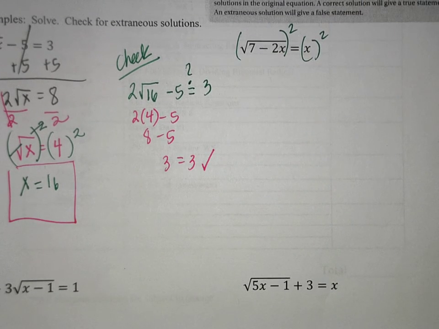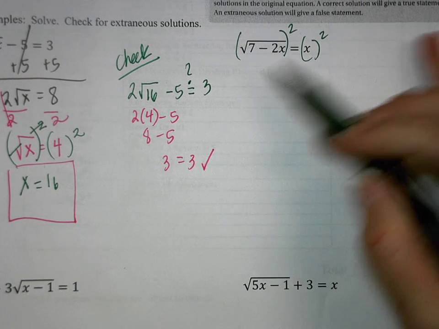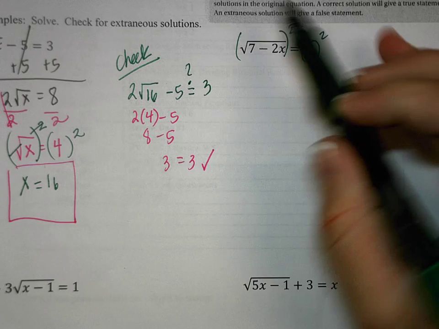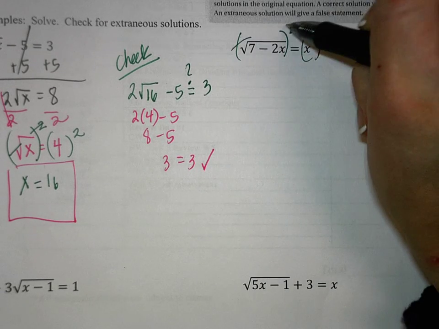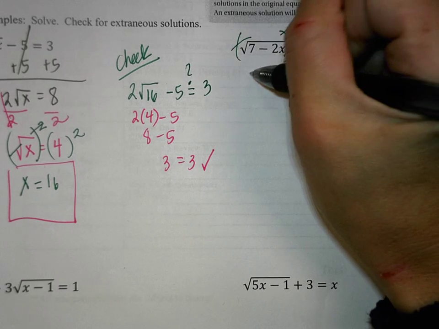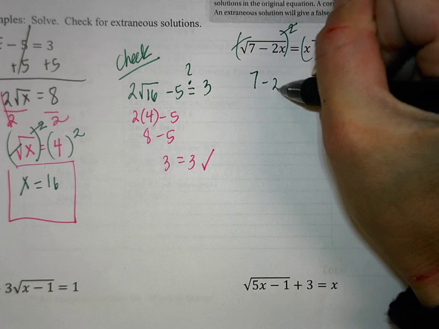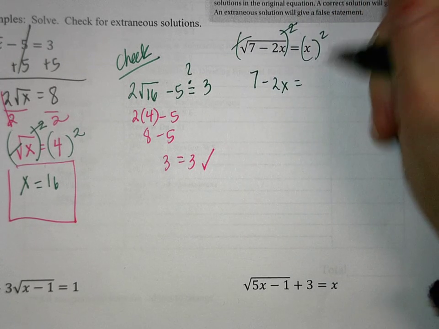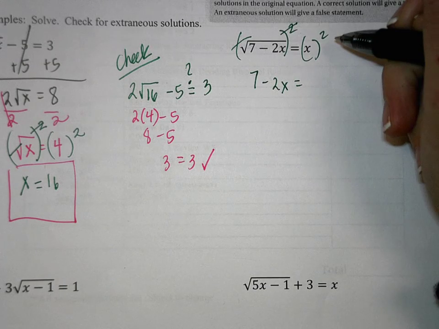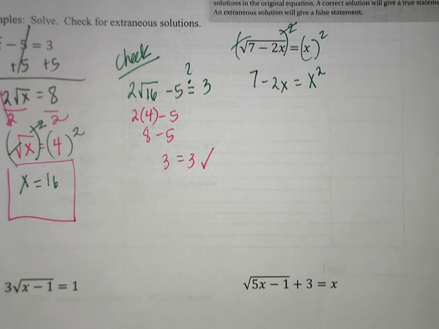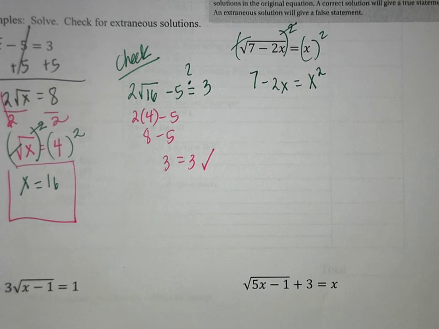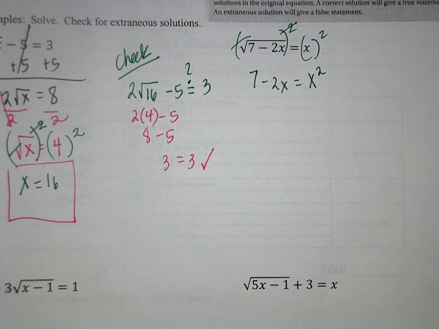Okay. Whenever you square both sides, or when you square a square root, what happens? Yeah, the root and the square kind of cancel each other out, and you end up with 7 minus 2x equals, and then I have what? X squared. Good. Now, anytime you have an x squared term, you want to set the equation equal to 0 and factor.